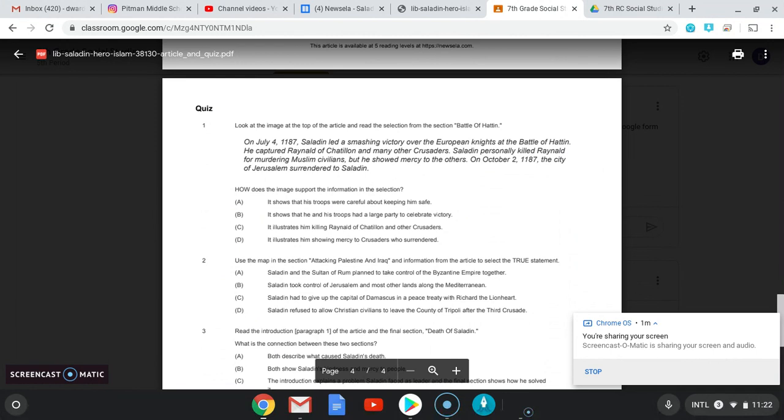All right. The first question, they ask you to look at the top image, and basically in the early section it says on July 4th, 1187, Saladin led a smashing victory, right? And so on. And it mentions how he kills a crusader for murdering Muslim civilians, but he showed mercy to others. And then they ask, how does the image support the information in the selection? Well, the correct answer is D. It illustrates him showing mercy to crusaders who surrendered.